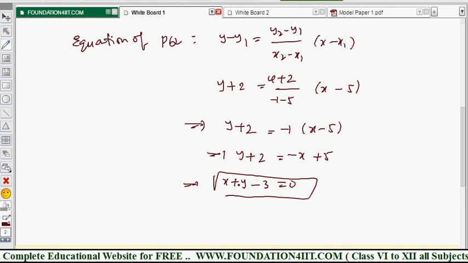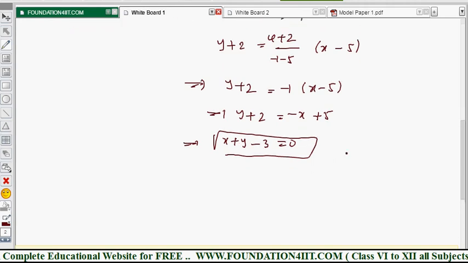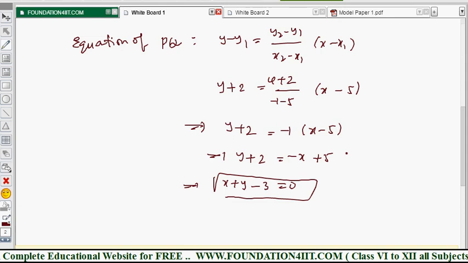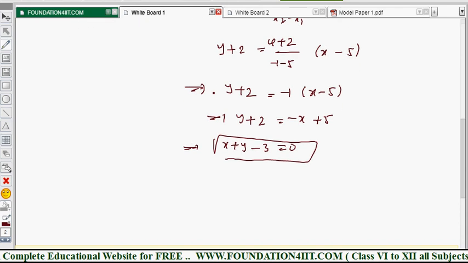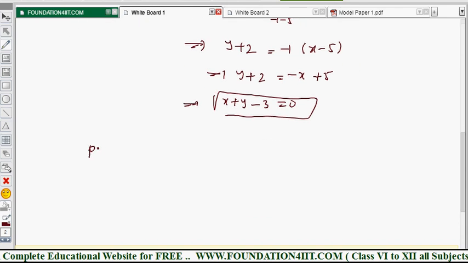Now this line is passing through A and B also, so you can find them out. We know that A is touching the x-axis, meaning y value is 0. So we put y value 0, then you can find the x value. By putting x equal to 0, if x is 0 then y minus 3 is equal to 0, then y is equal to 3. Therefore this is 0 comma 3, that is B.